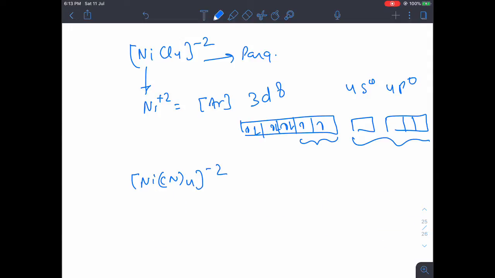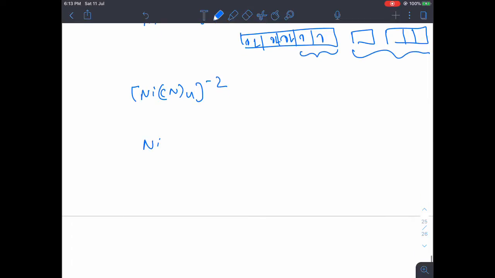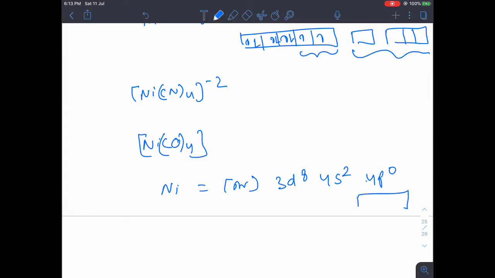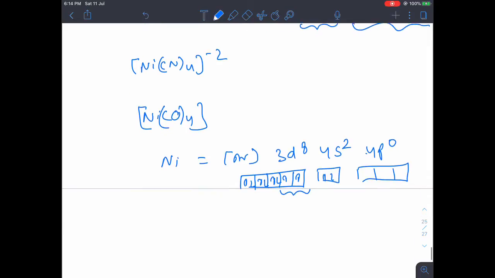Now if we talk about Ni(CO)4, in this case nickel is in 0 state, and in 0 state nickel will be [Ar] 3d8 4s2 4p0. Now let's look at the arrangement. So 3d8 means we have 1, 2, 3, 4, 5, 6, 7 and 8. So we have 2 unpaired electrons.